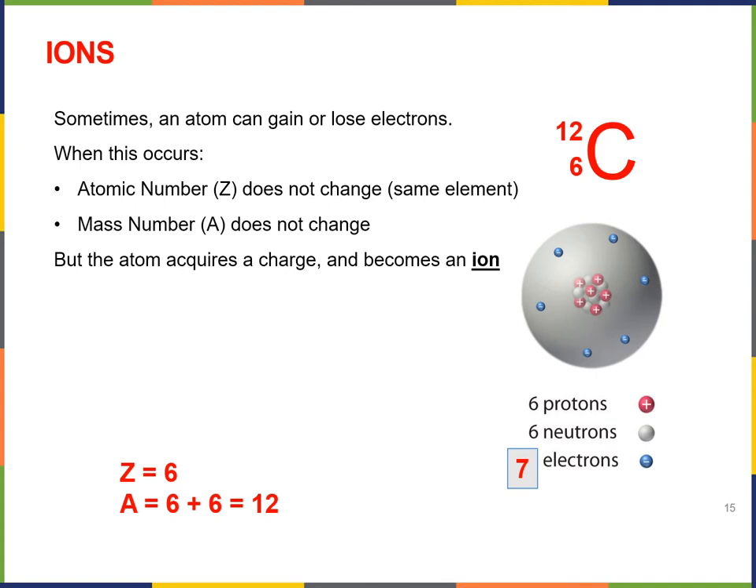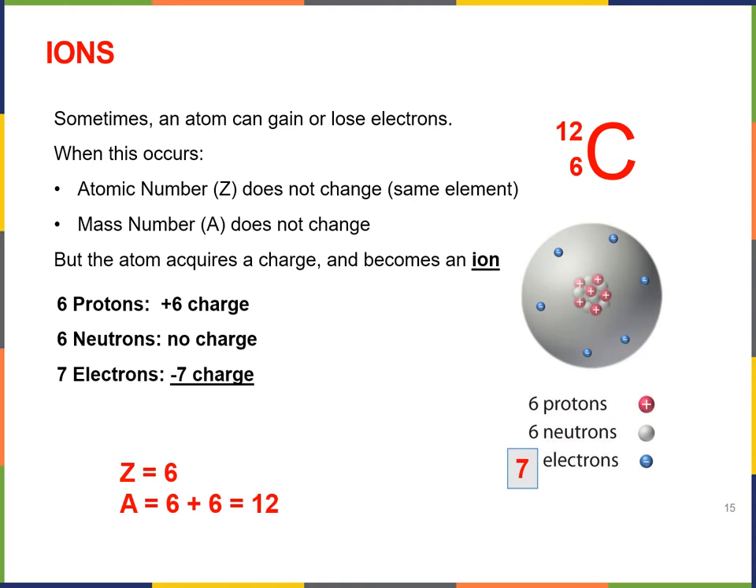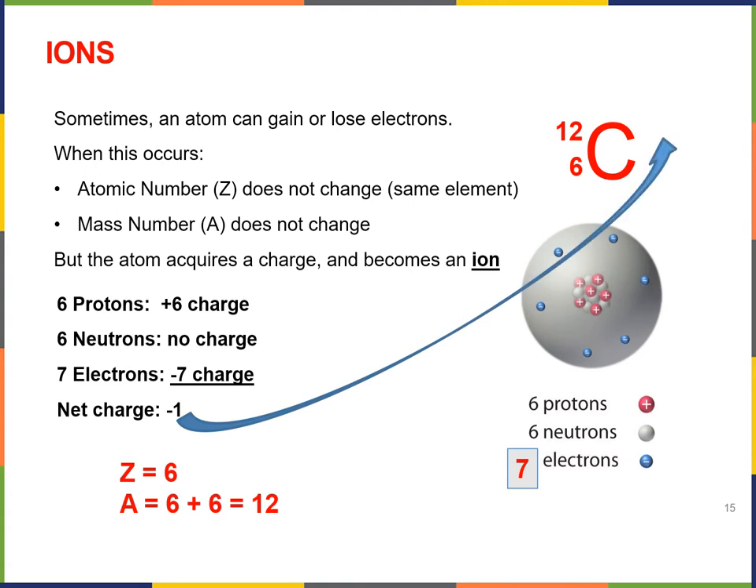Previously we had 6 plus charges and 6 minus charges, and those balance each other out. Plus 6 and minus 6 adds up to 0. However, now we have plus 6 and minus 7. And so if we have plus 6 for our protons, minus 7 for our electrons, we have an overall charge of minus 1. And so we say we have an ion of carbon. That minus 1 net charge now goes on the upper right-hand side of our atomic abbreviation, the superscript on the right, and we get 12C6 minus 1.